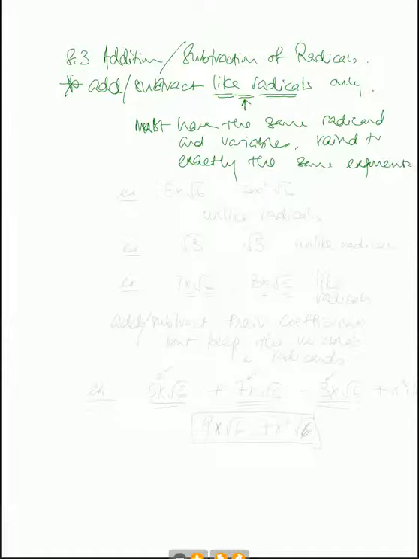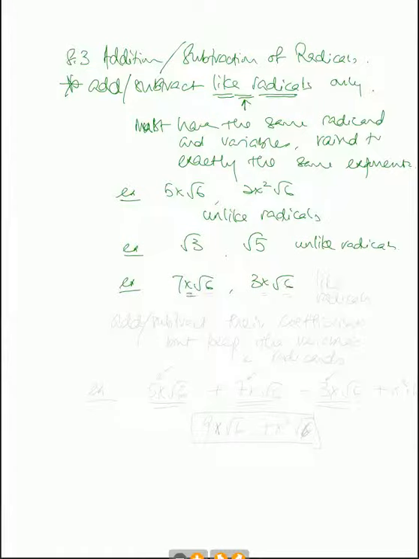Take for example, if you have 5x radical 6 and you have say 2x squared radical 6, these are unlike radicals. Meaning you cannot do anything with them. If you have radical 3 and radical 5, they are unlike radicals. What are considered like radicals would be, for example, 7x radical 6 and 3x radical 6. If you compare the variables, they're the same, and the radicand is the same. So these are what you call like radicals.